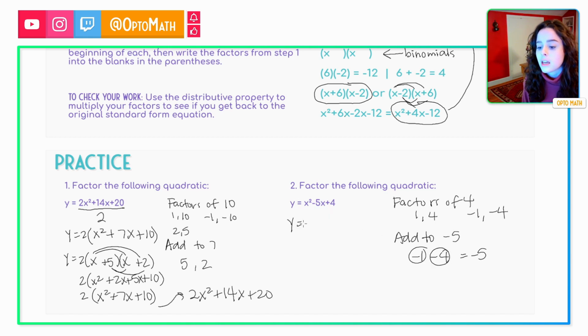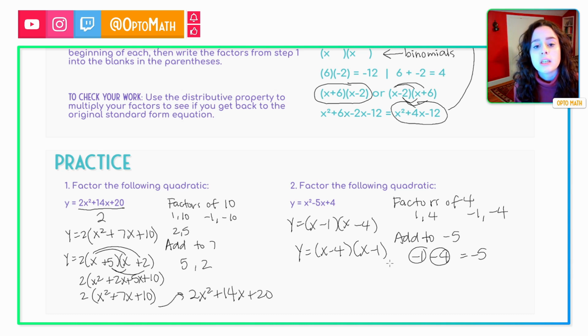So remember, we're going to set up x in a space and then x in a space, and now we're just going to put them right into our two binomial slots. So negative 1 and negative 4. And remember, you could change the order. It could be y equals x minus 4 and x minus 1. Doesn't matter because multiplication is commutative.